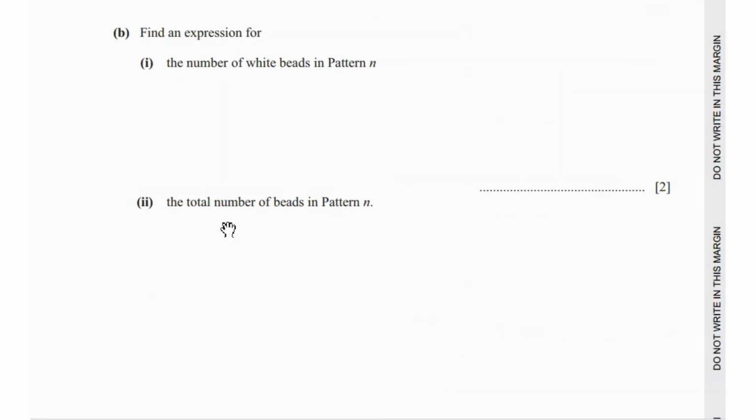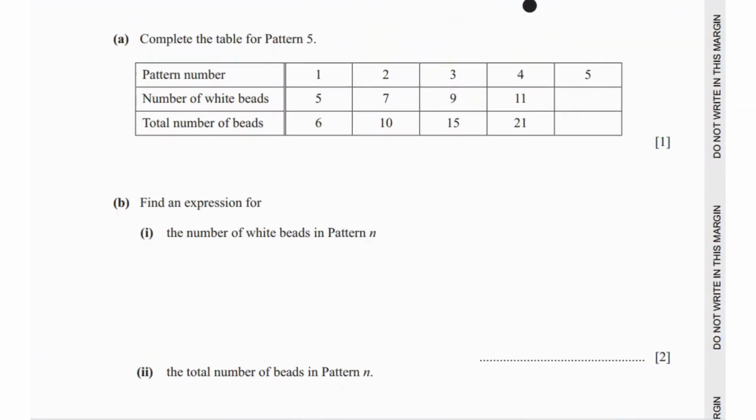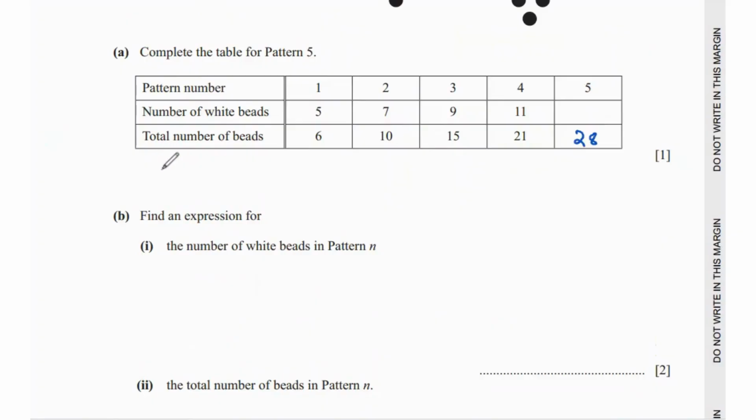Then we need to find an expression for the total number of beads in pattern N. So for the total number of beads, this one was 28. So let's find the first difference first. 10 minus 6 is 4, 15 minus 10 is 5, 21 minus 15 is 6, and 28 minus 21 is 7. So we can clearly see that the first difference is not common.